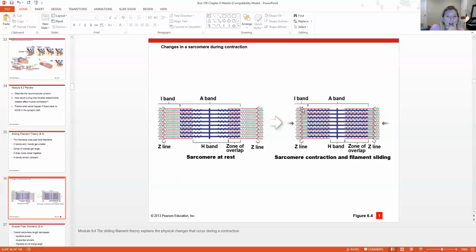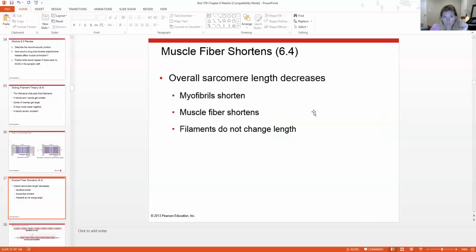Our A band does not change, but our I band does change because that area gets much, much smaller. Our zone of overlap increases. So overall sarcomere length decreases. The myofibrils are shortening. As every myofibril is shortening, that's causing the whole muscle fiber to shorten. The filaments themselves don't shorten. They just start to overlap each other more.